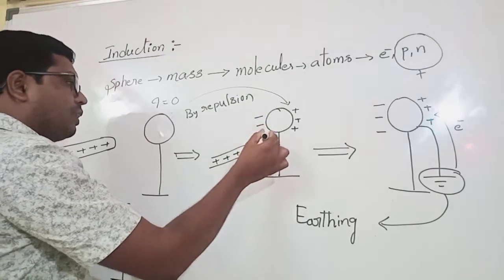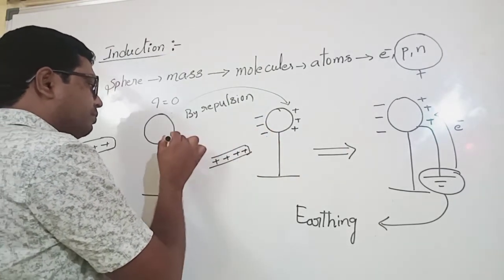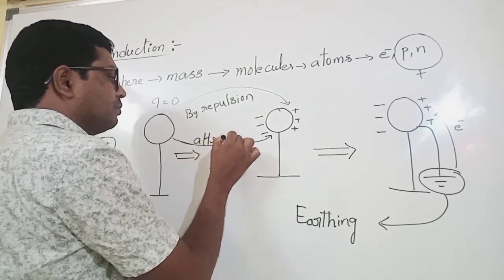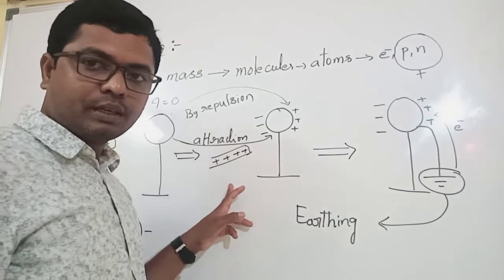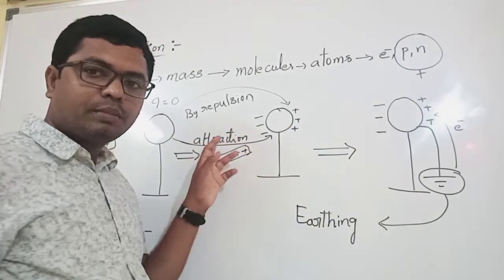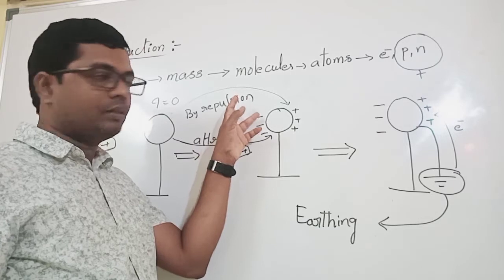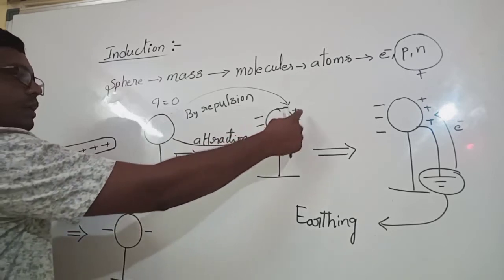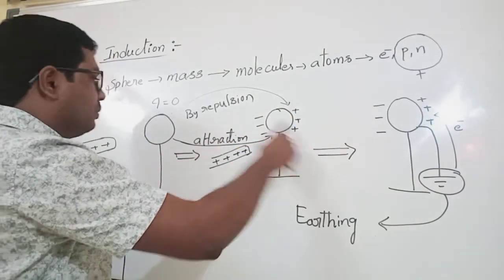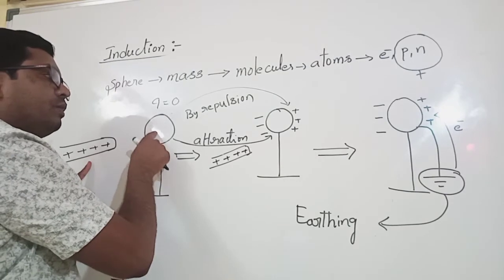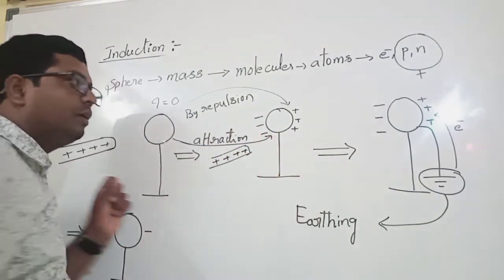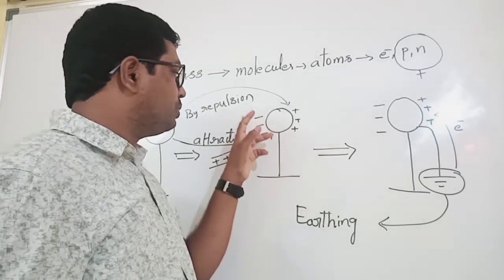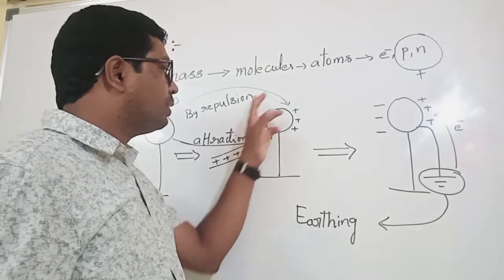And these negatives come to this side by attraction. So this is by attraction, this is by repulsion. The positive of the rod and the inside positives repel, so the positives go to the far side. The positive of the rod and the inside negatives attract each other, so the negatives come to this side. But before, the charge was 0: 1, 2, 3 positives and 1, 2, 3 negatives, so the total charge is again equal to 0.